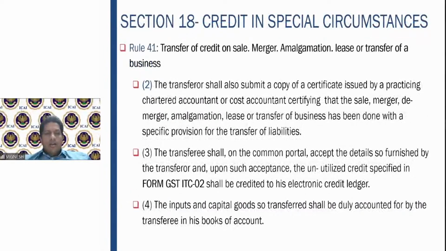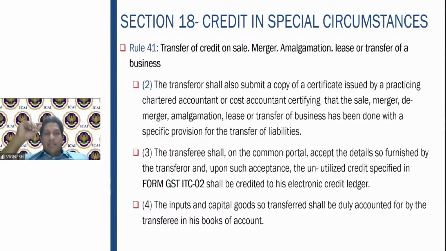Here also, a chartered accountant or cost accountant is certifying that it has been done. Here there is no monetary limit. The certificate is compulsory. Specific provision for transfer of liability: this point has to be clearly mentioned in the certificate, saying that in this demerger or amalgamation, the provision for transfer of liabilities has been made.